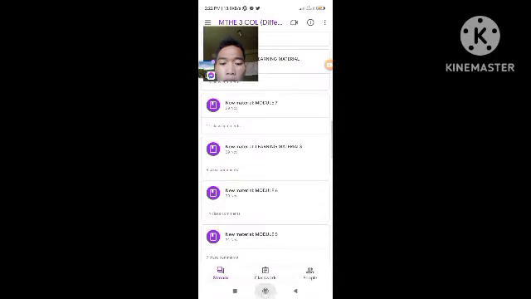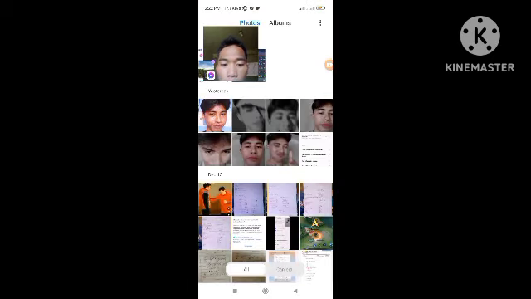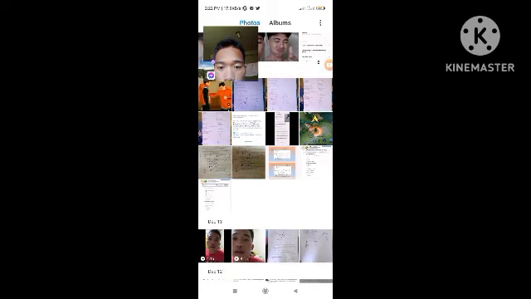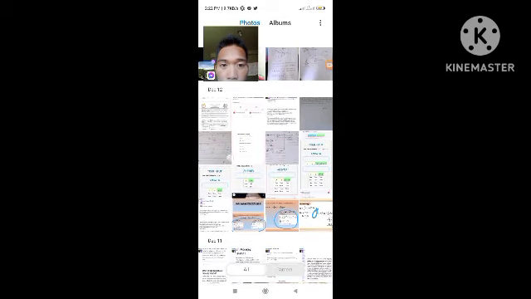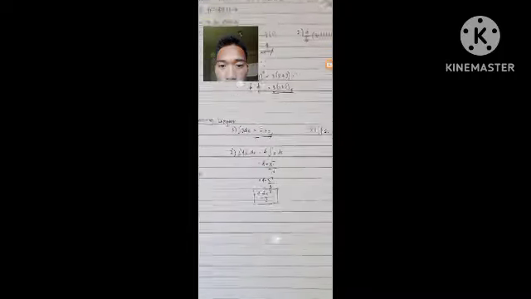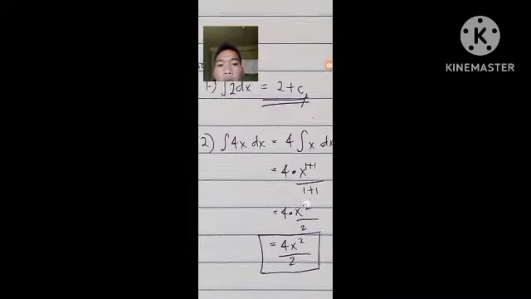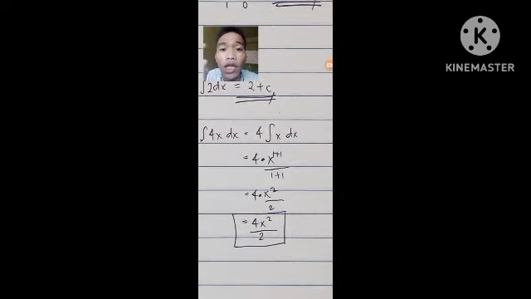This is how the integral is answered. And then number 2. So we have an integral of 4x dx, which equals 4 times the integral of x dx.